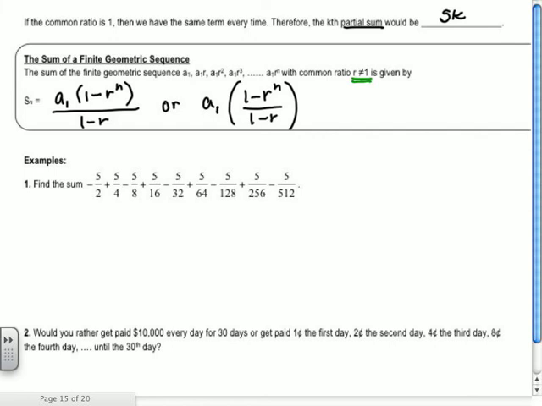Okay, so that's that. Either way you want to write it, doesn't matter. I think on the test it looks like this. Okay, so number 1, find the sum.